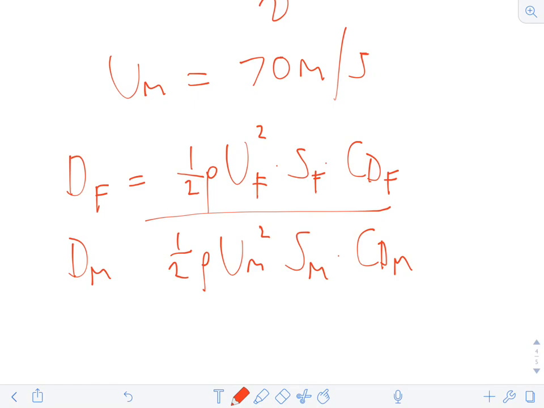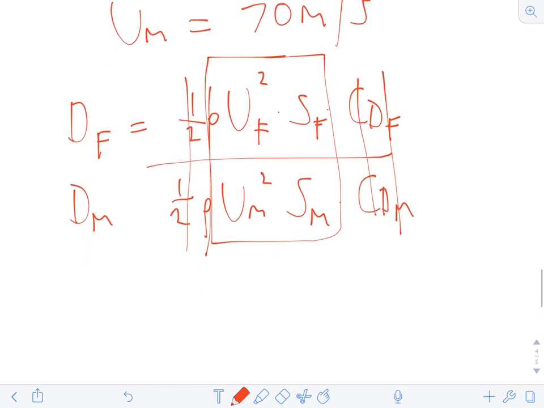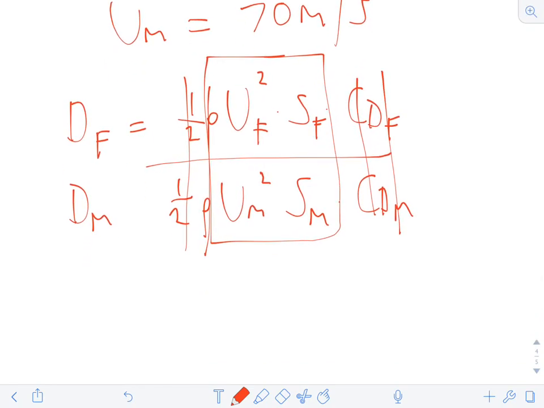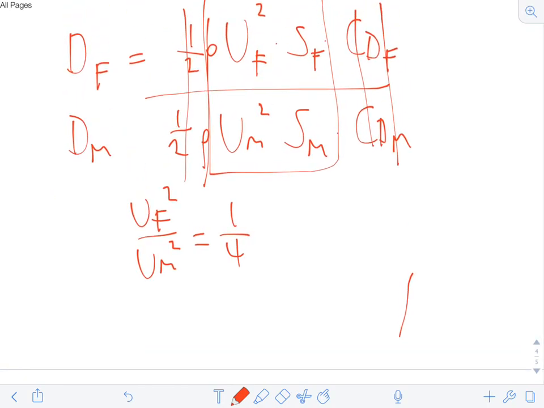But since we've used dynamic similarity, the drag coefficients are the same, so these are eliminated. We've assumed rho to be the same, and of course the half is the same. So we're left with this ratio right here. The ratio of full-scale velocity to model-scale velocity is a half. So here we have UF squared over UM squared equal to 1/4. What is the ratio of the full-scale wetted area, or sorry, planform area, to the model scale?